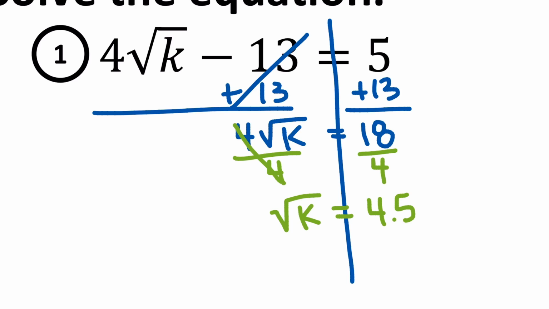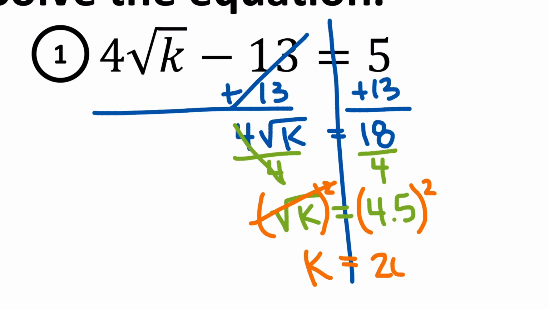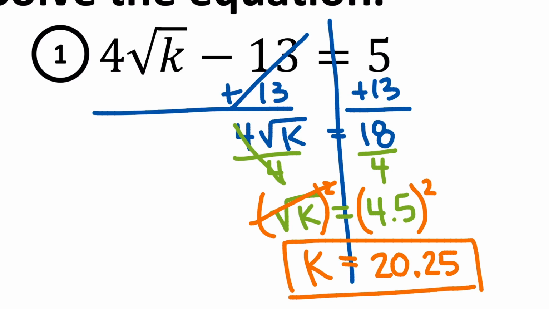And now that everything outside of the square root has been canceled, now I can cancel the square root by using squared. A square root and a square cancel. K comes down, and 4.5 squared makes 20.25. So in this first example, k equals 20.25.